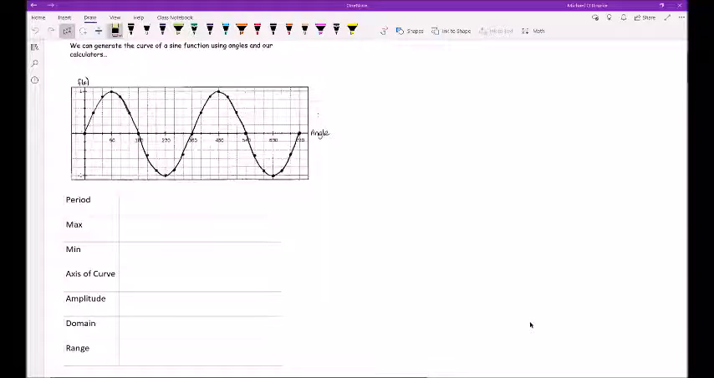Okay. So let's look here first. Let's fill in our chart. Okay. The period. How long it takes to do a full rotation. And some people find it easiest to do period by looking at two high points or two low points, then taking the difference between those two numbers. Okay? Can someone type into chat right now what they think the period of this is?